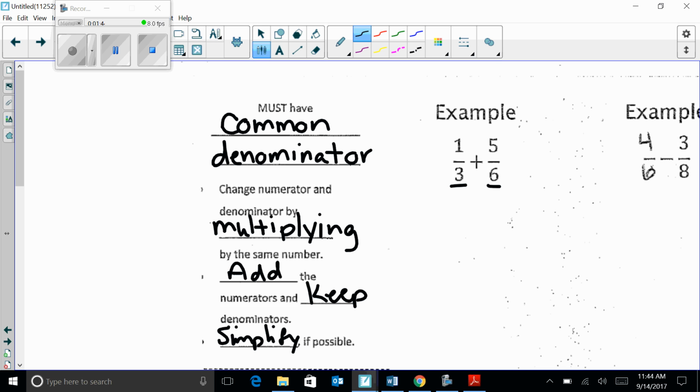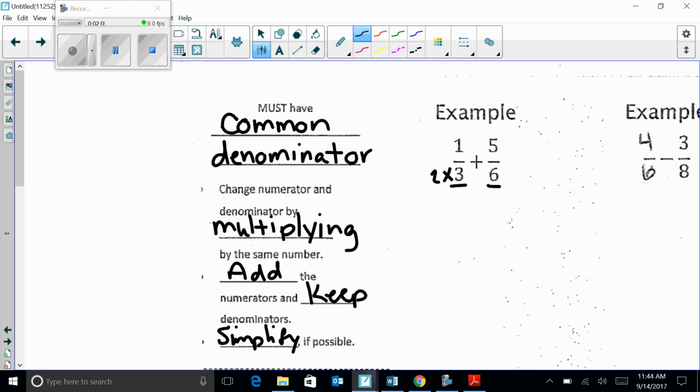So let's come over here and let's look at these. So I have 1/3 plus 5/6. So if I'm talking pieces, if I have thirds and I have sixths, they are not the same size. So what I need to do is get them to both speak the same number in the denominator. So I know that 3 can be turned into a 6. So I'm going to leave my 5/6 alone. To get my 3 to turn into a 6, I have to multiply my 3 by 2.